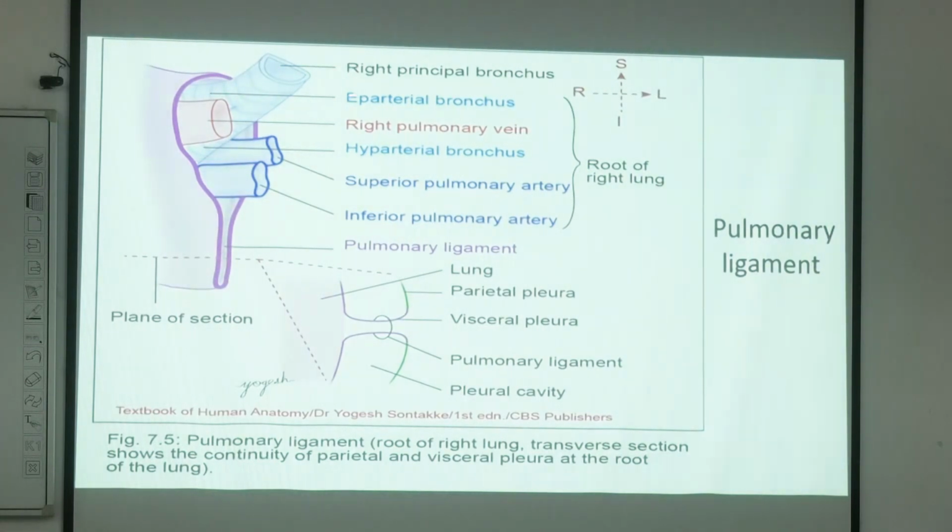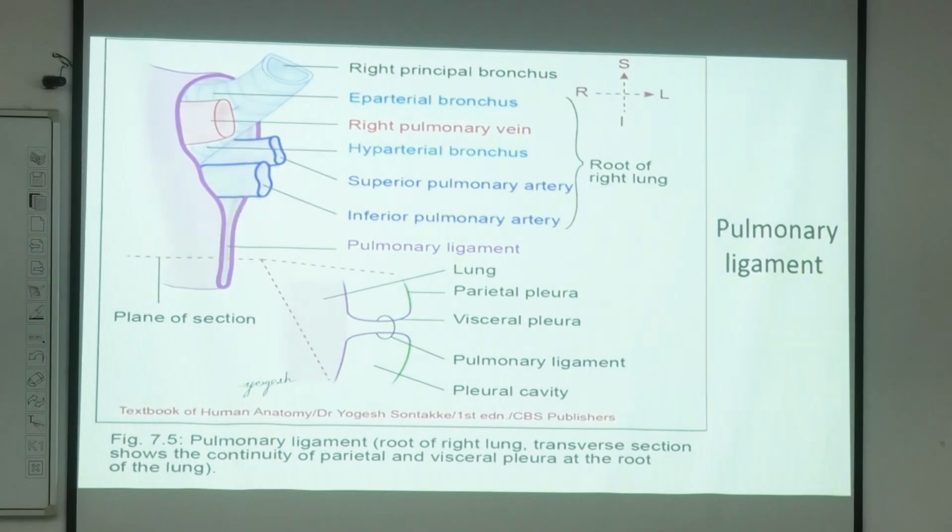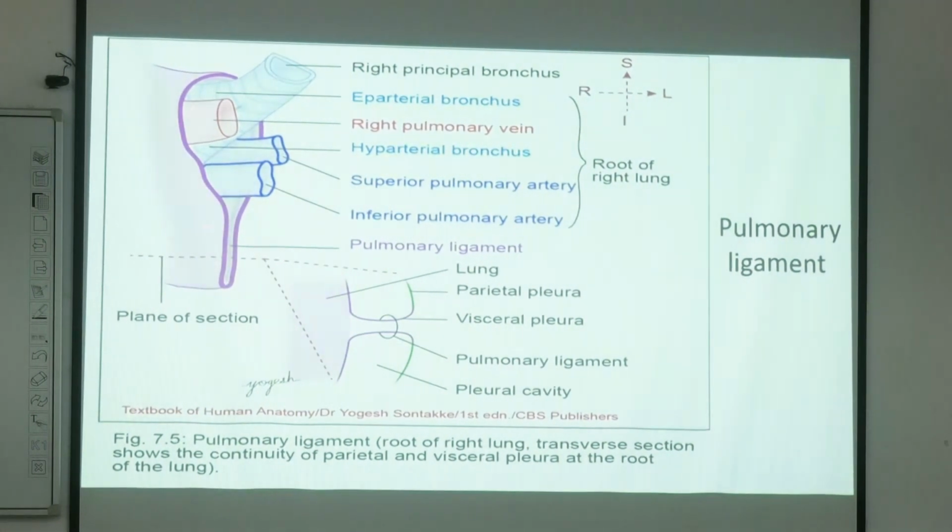Here the structures are entering and also coming out from the lung. This is the principal bronchus, the right principal bronchus dividing into eparterial and hyparterial bronchus, the right pulmonary vein. Here are the pulmonary arteries. Here the vein is carrying oxygenated blood, that's why it is colored red, and the artery is carrying deoxygenated blood, so its color is blue. Okay, and the extension of parietal pleura below this root of lung is known as the pulmonary ligament. And along the pulmonary ligament, there is continuation of the pleura.